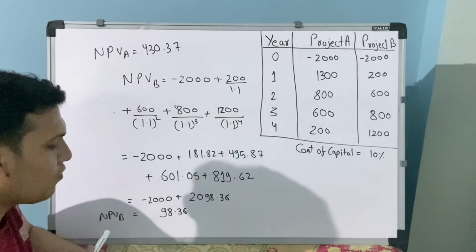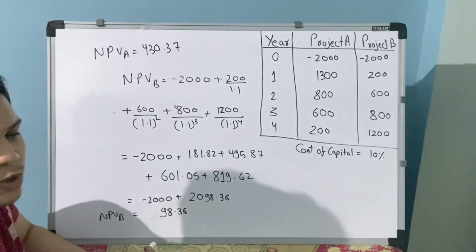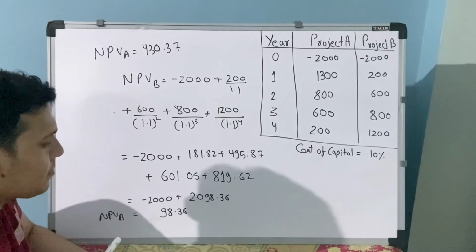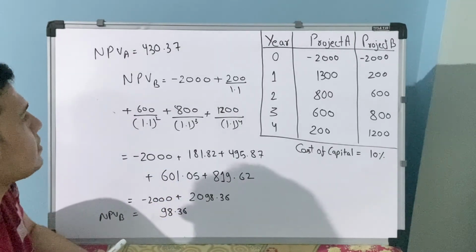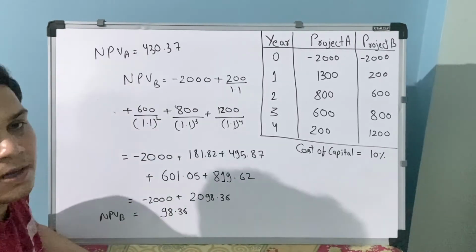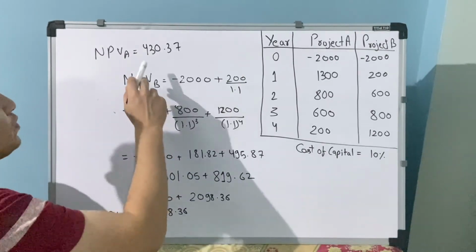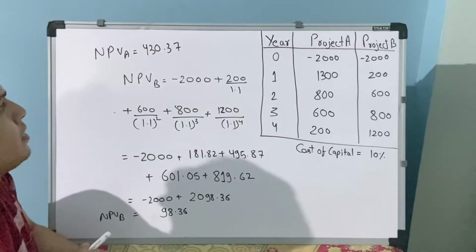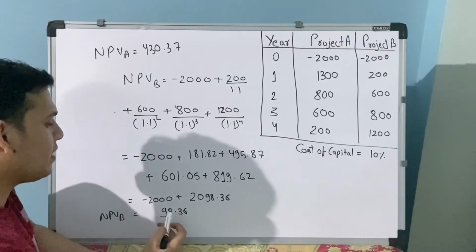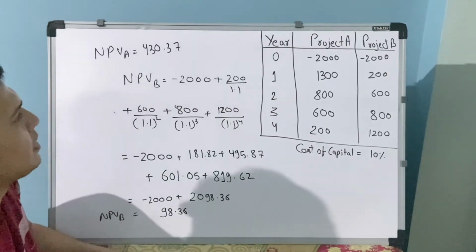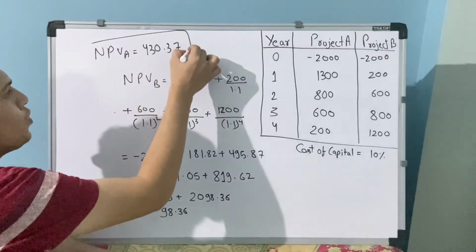This is our outflow, therefore the net present value of project B is 98.36. When you calculate it in a similar manner for the NPV of project A, you will get the answer 430.37, which is definitely more than 98.36. Hence we are going to go with this project.